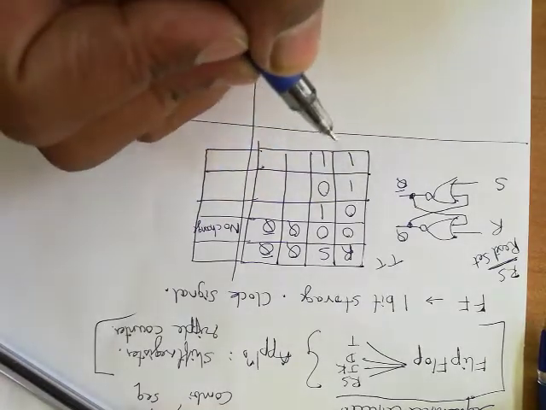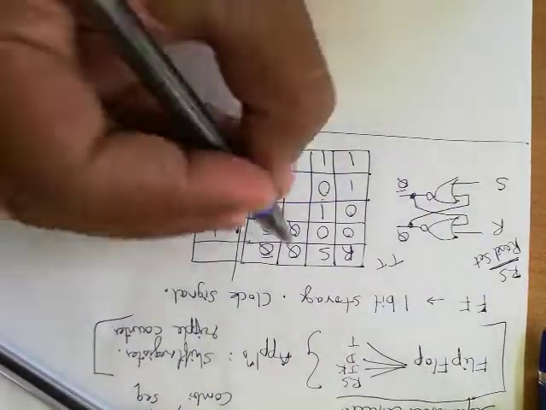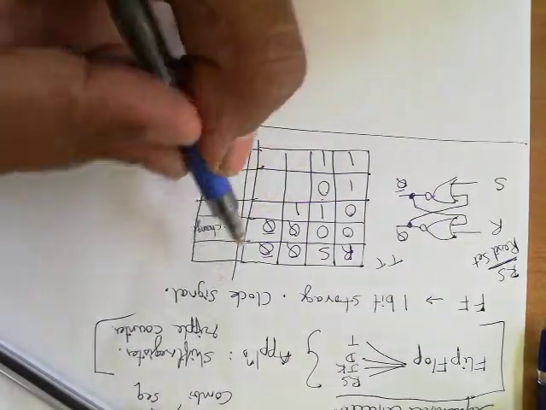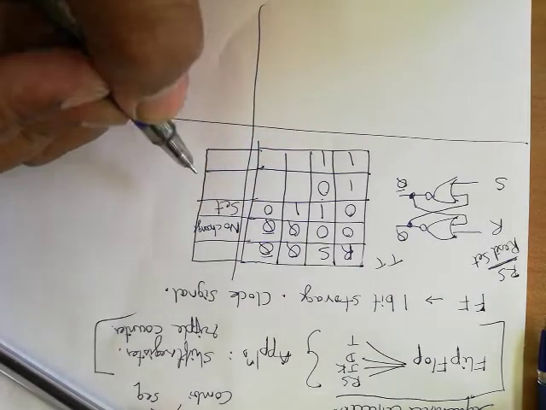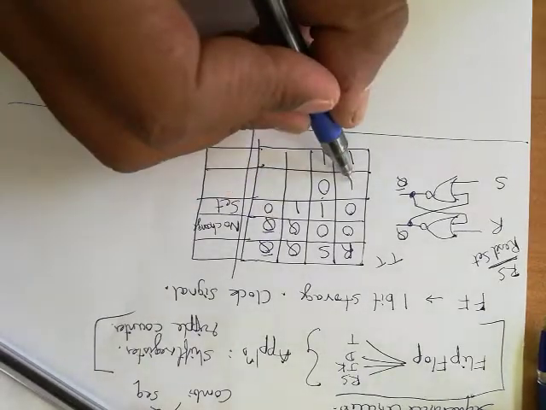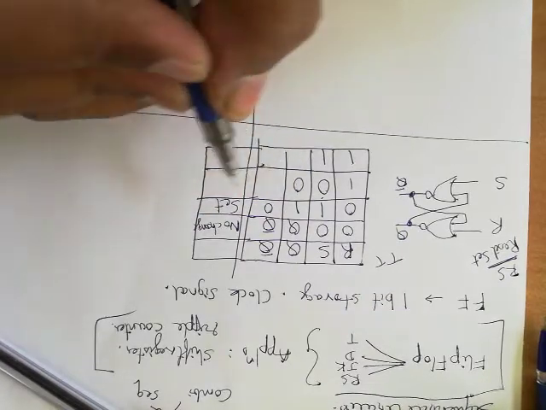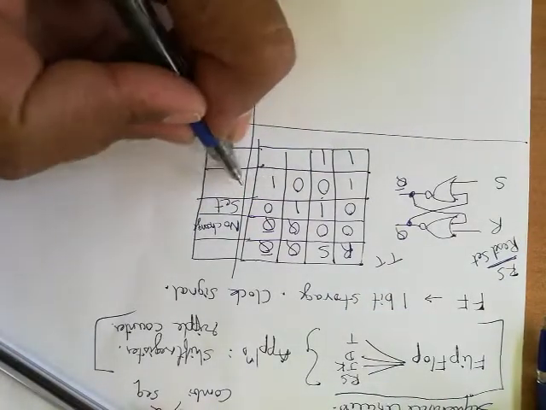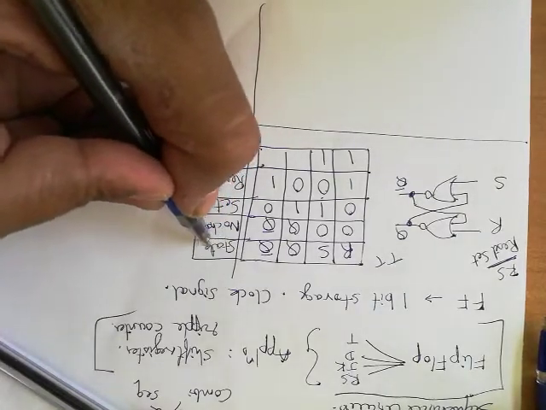When R is 0, S is 1. S is short for set, so Q will be set, Q bar will be opposite, 0. We call this as set condition. For 1 0, 1 is telling R to be active, means reset. Q becomes 0, Q bar is written as 1. This state we are going to call as reset state.